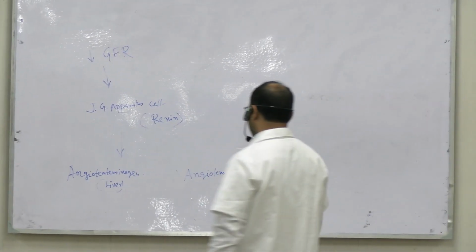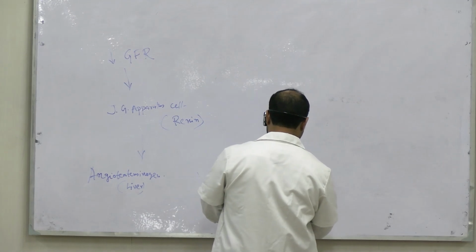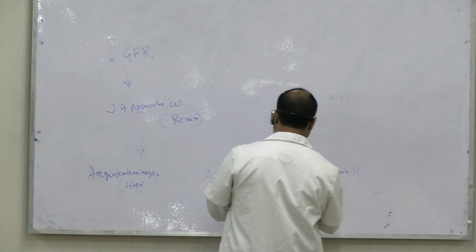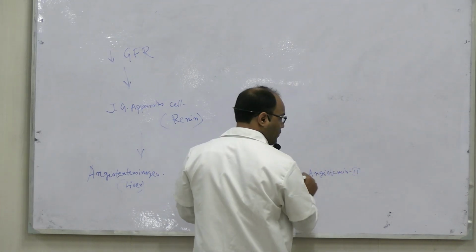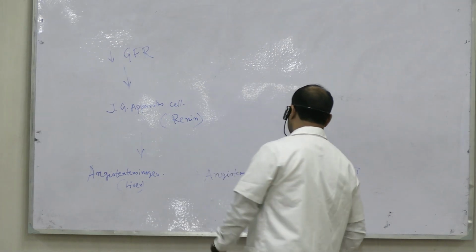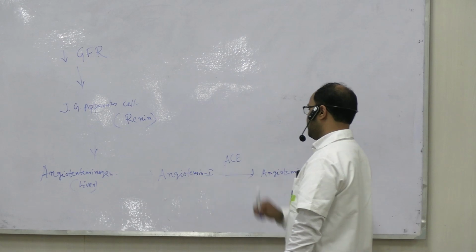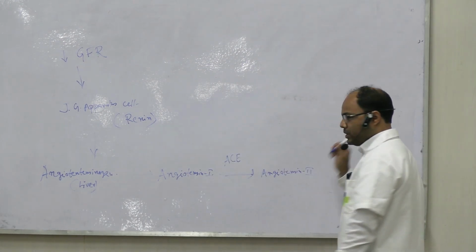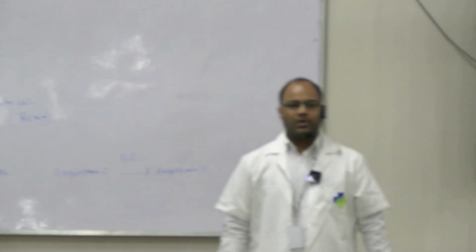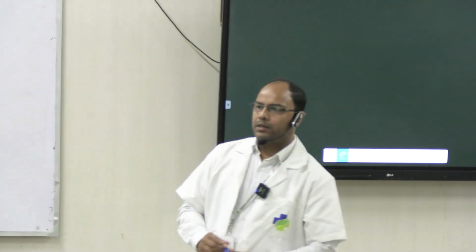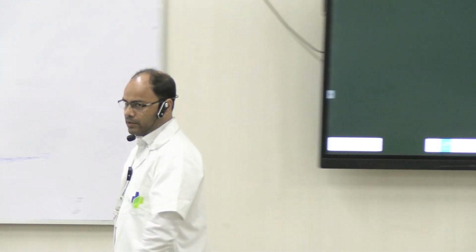Angiotensin 1 is then converted into angiotensin 2 by an enzyme secreted from the lungs, ACE, angiotensin converting enzyme. Angiotensin 2 has various receptors present in our body, like those in blood vessels that cause vasoconstriction.